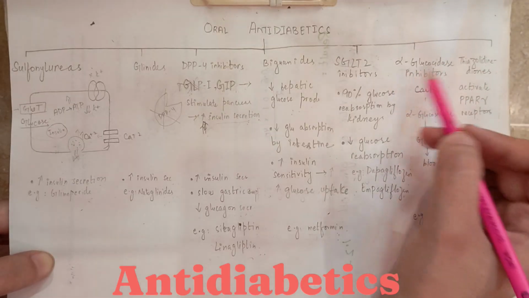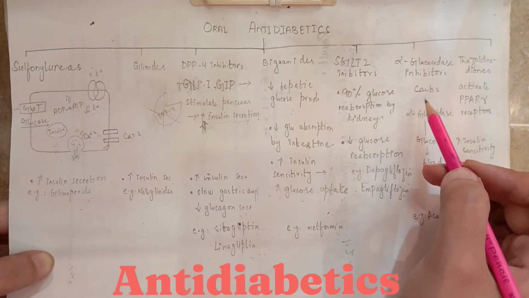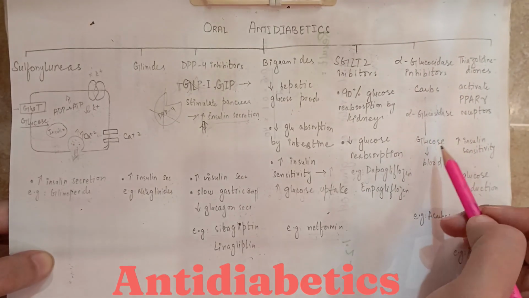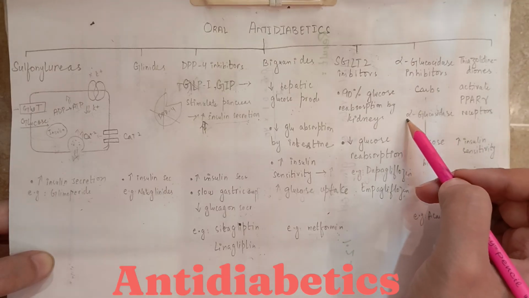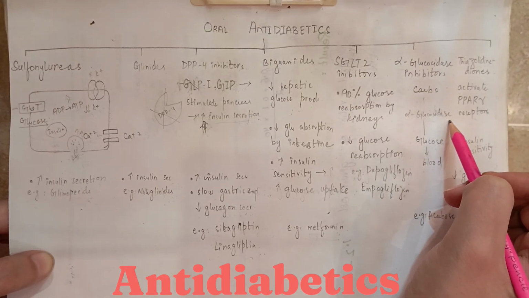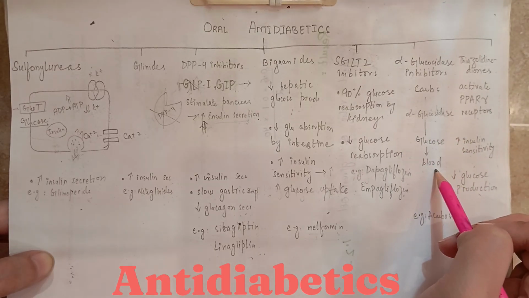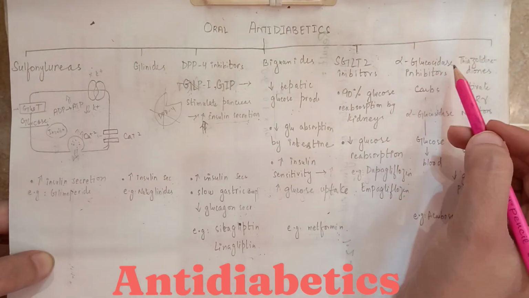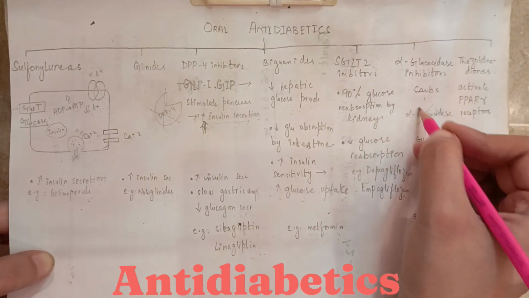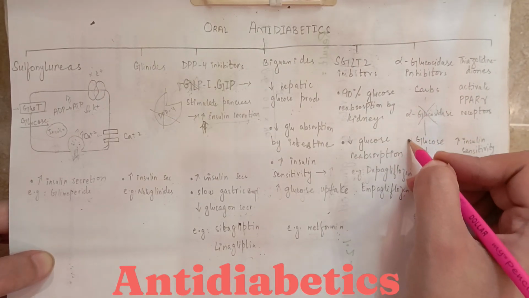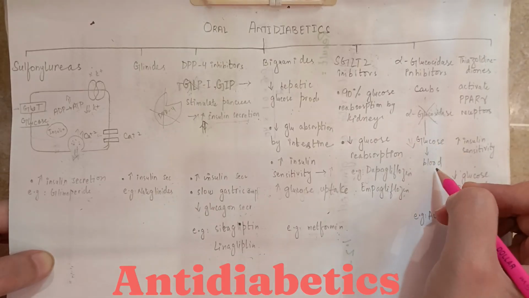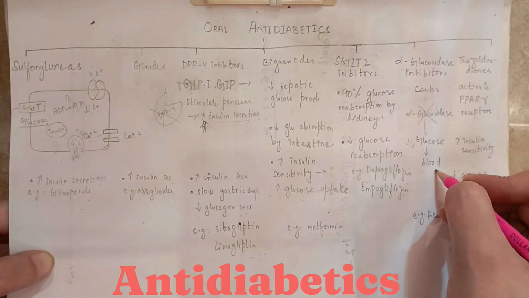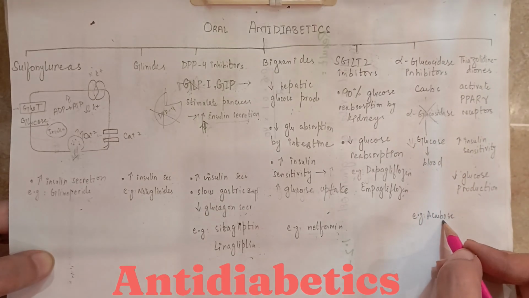The next class is alpha glucosidase inhibitors. Complex carbohydrates are converted into simple glucose through the enzyme alpha glucosidase, so it is easily absorbed in the blood. Alpha glucosidase inhibitors inhibit this enzyme, resulting in decreased glucose production, so decreased glucose concentration in the blood. And the example is acarbose.